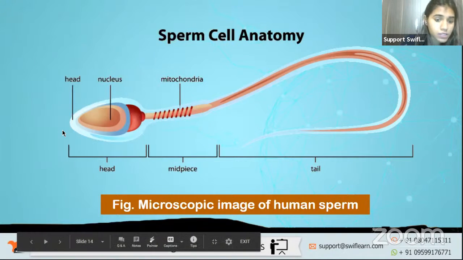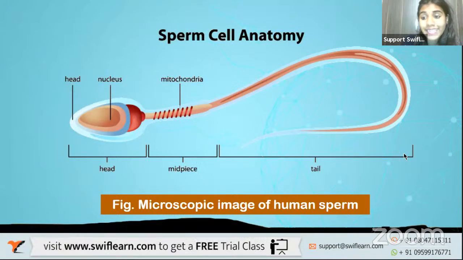You have three parts: the head, the neck, which is the middle piece, and then a tail. Inside the head you have a nucleus, where all the DNA and chromosome material is kept safe. Then you have the neck, called the middle piece, and it has mitochondria. What is the function of mitochondria? It gives you energy. Mitochondria are called the energy currency of a cell because they produce energy, or ATP. ATP means energy.